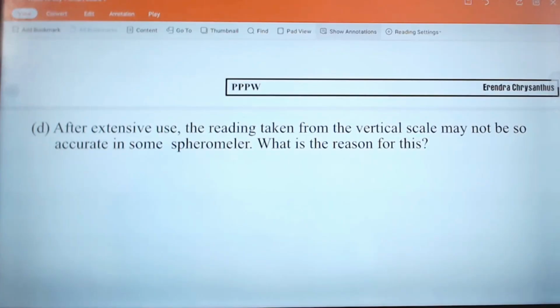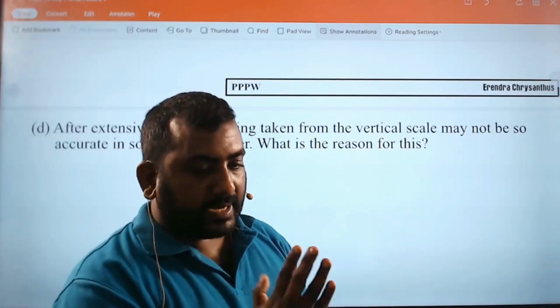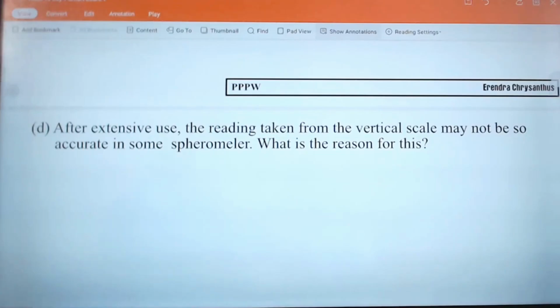Therefore, the screw will easily move. Or what can you say? When rotating, the screw will move side to side.